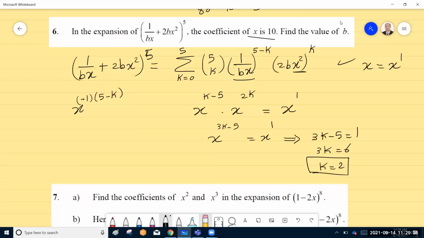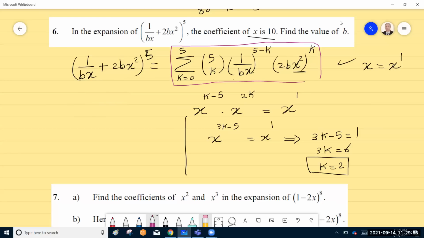Now k is 2. Find the value of b. The value of b, if you want to find it, come now and substitute with this expression. This is very important. Be careful, please. This is in the expansion of the binomial in the summation notation or sigma notation. So when k is equal to 2, the term is 5c2, okay? 1 over b, I don't know 1 over b, no problem.